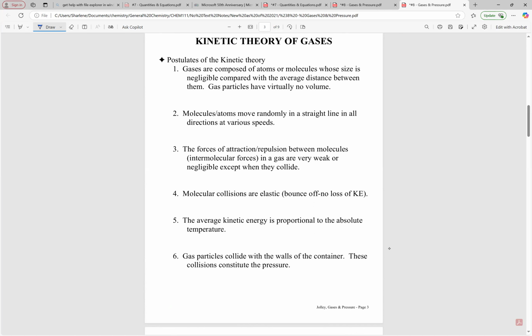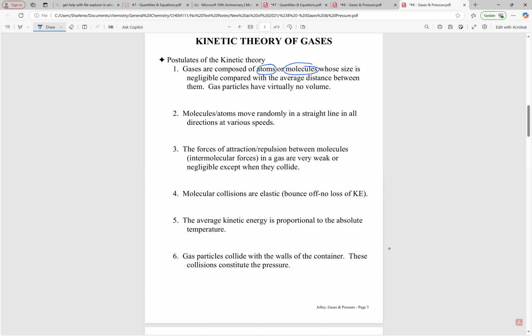All right. What in the world is a gas? Why do we care? And are there any exceptions? So the kinetic theory of gases, the postulates of this are number one, gases are composed of atoms and or molecules whose size is negligible compared with the average distance between them. So basically, we are saying they are so tiny that you really don't have to consider their mass. Is that an accurate statement? No, but they are so tiny that it is a fair assumption. Okay, so gas particles pretty much have no volume.